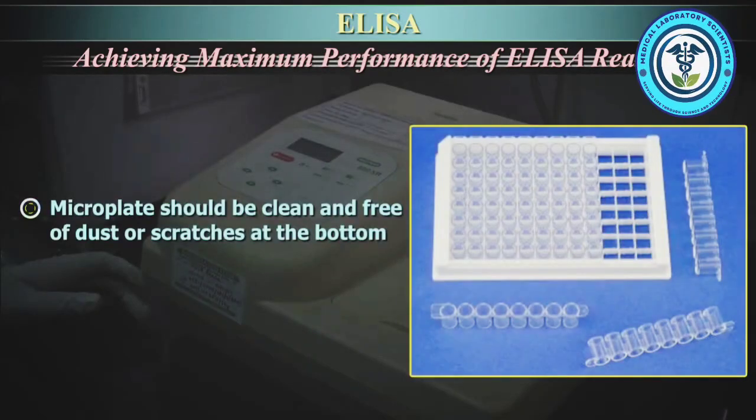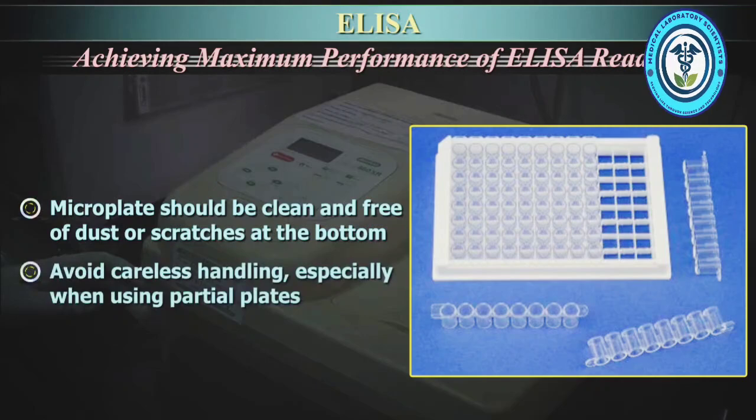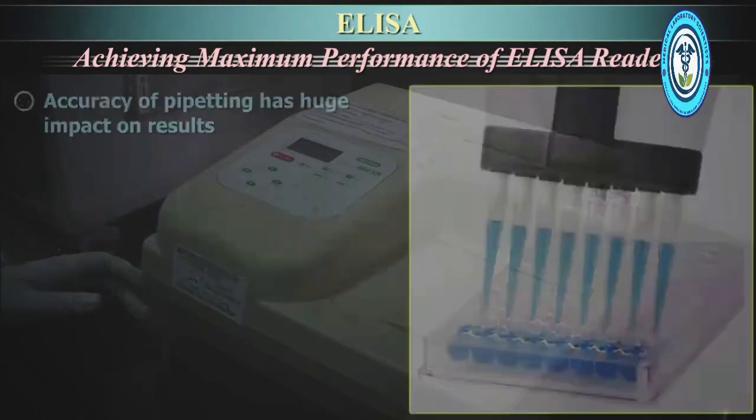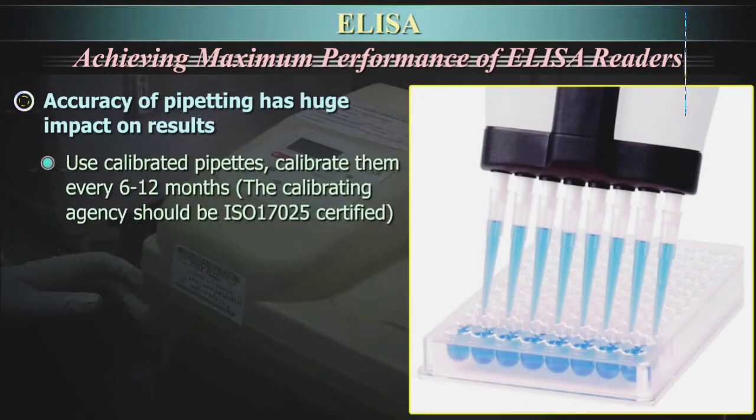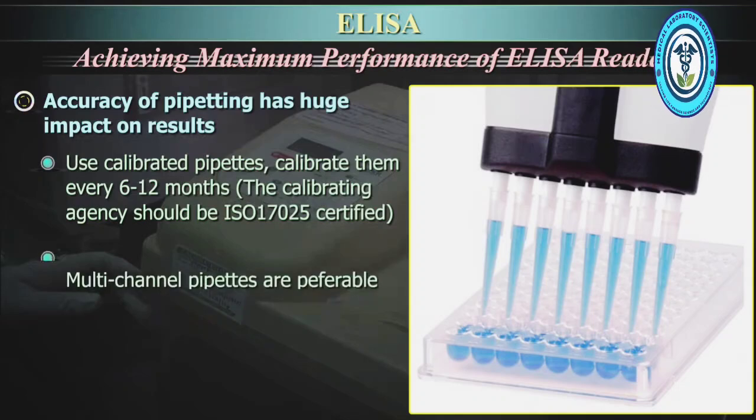Microplate should be clean and free of dust or scratches at the bottom. Avoid careless handling, especially when using partial plates. Accuracy of pipetting has a huge impact on the results. Use calibrated pipettes. Calibrate them every 6 to 12 months. The calibrating agency should be ISO 17025 certified.